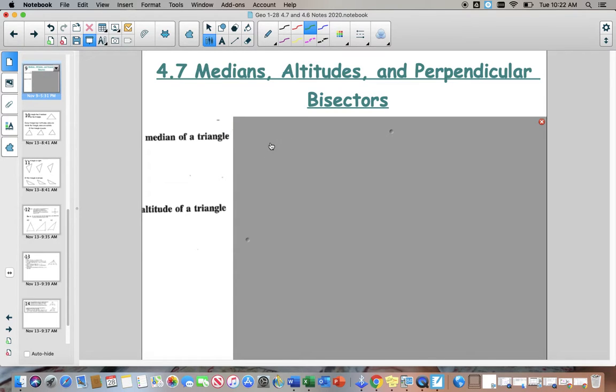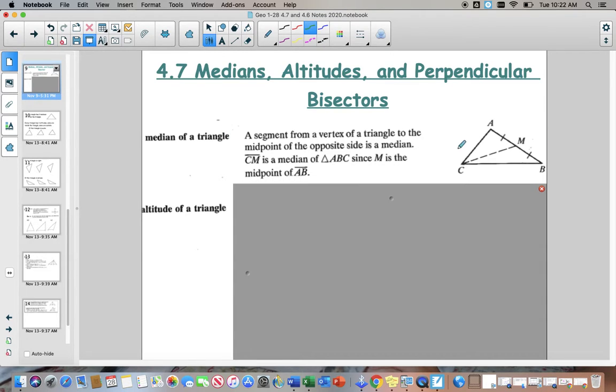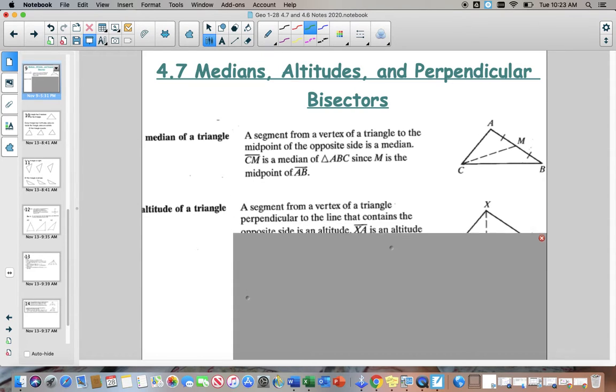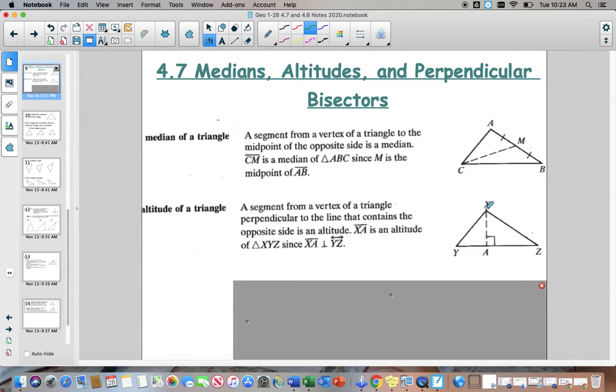If you're going to draw a median, you start from a vertex and go to the opposite side, to the midpoint. So this CM would be the median of the triangle because it goes from a vertex to the midpoint of the opposite side. An altitude is a segment from a vertex to the opposite side, and it forms a 90-degree angle, or is perpendicular, to that side. Okay, so that's altitude.